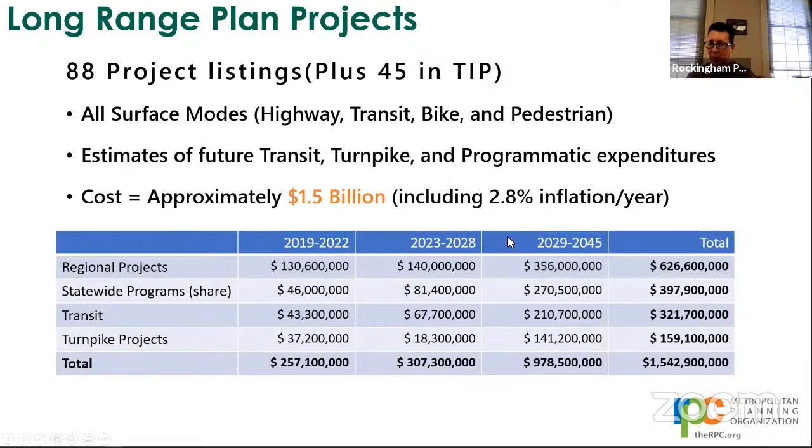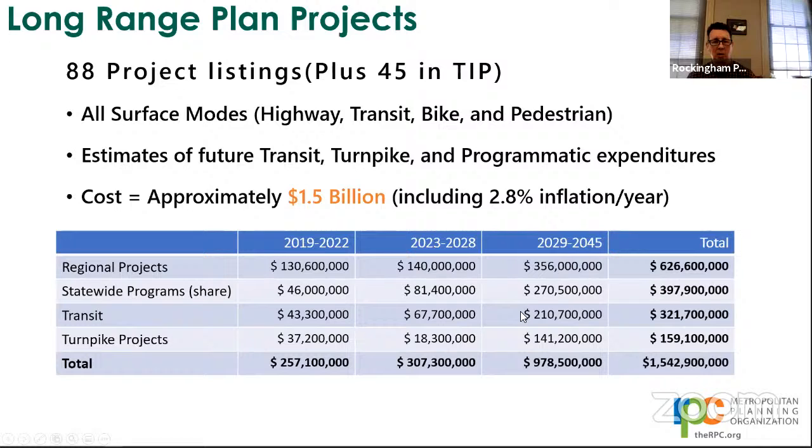And then in the remaining part, which should say 2031 to 2045, we have just about $1 billion worth of projects. And these are, again, when we talk about turnpike projects, expected amounts of spending based on historic patterns and a share of resources. So again, these are 15 years of compounded spending on statewide programs and turnpike projects and transit.